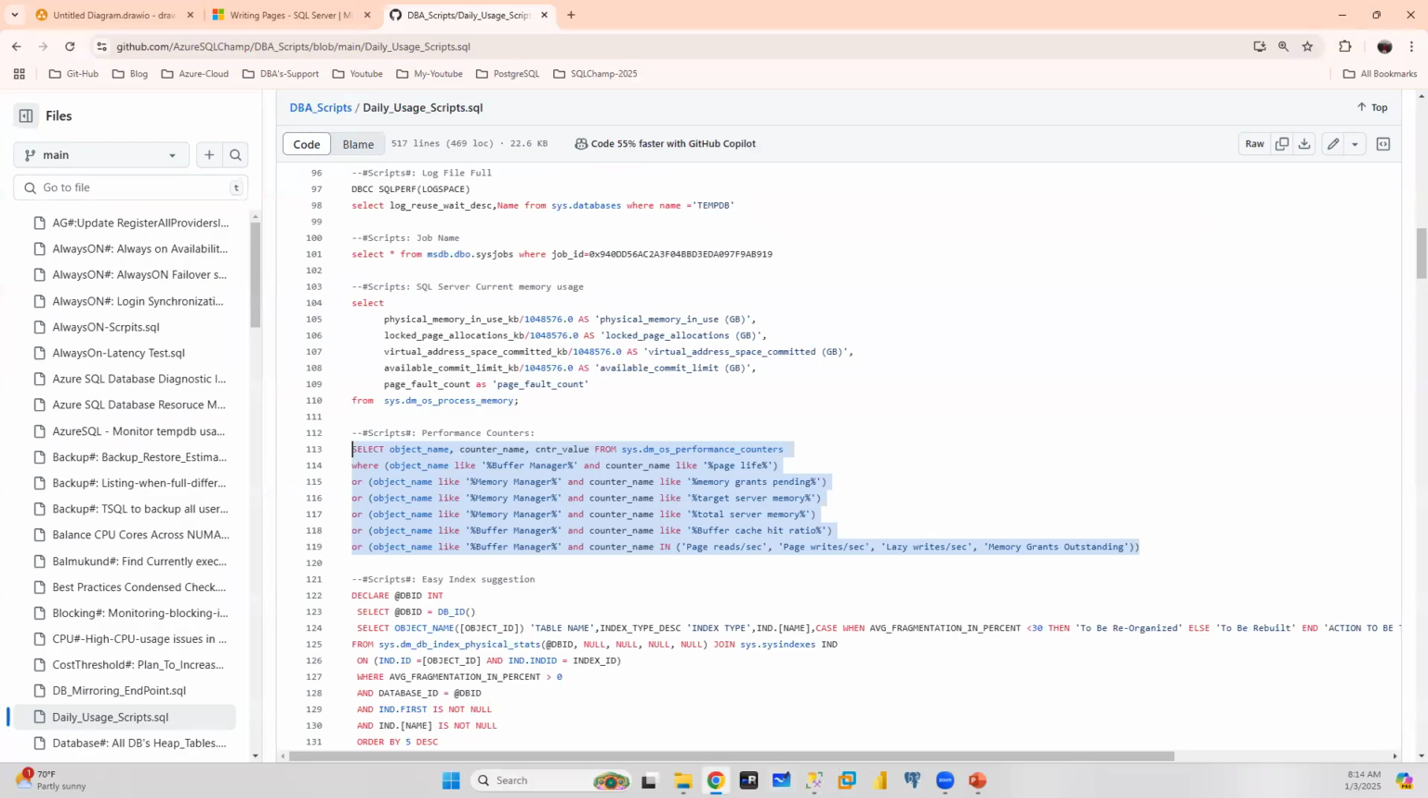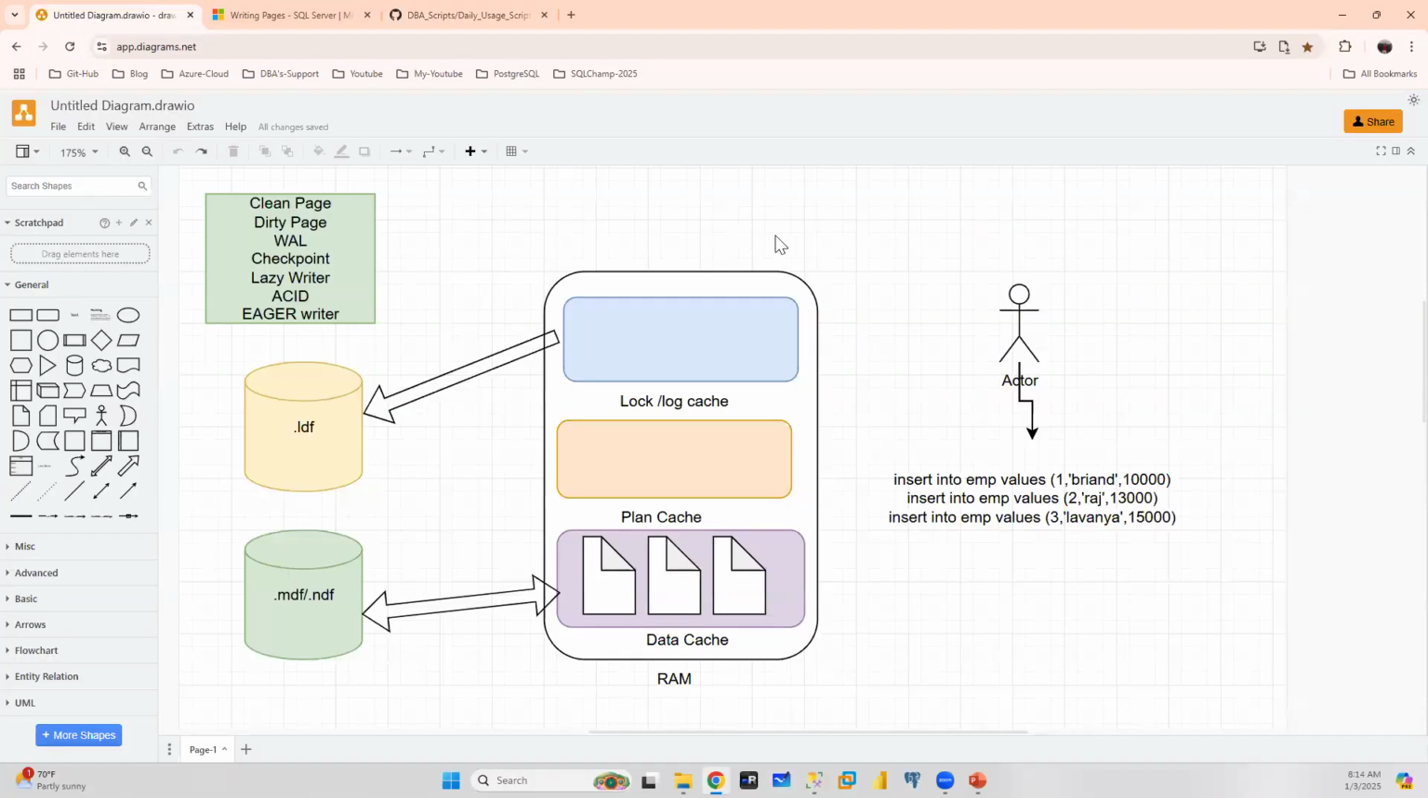Is everyone clear about checkpoint, lazy writer, WAL, dirty page, clean page? All these are clear, everyone? No? Yes? Yes, sir.